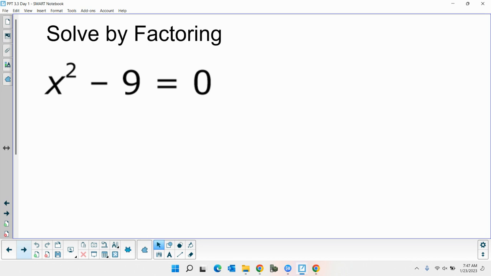Is there a GCF? We want to solve by factoring. The first thing we always do is look for a GCF. Does this have a GCF? No. What's the second thing we look for? Difference of squares. Is that a difference of squares? Remember, two terms like this, both perfect squares, and a minus between them, right?